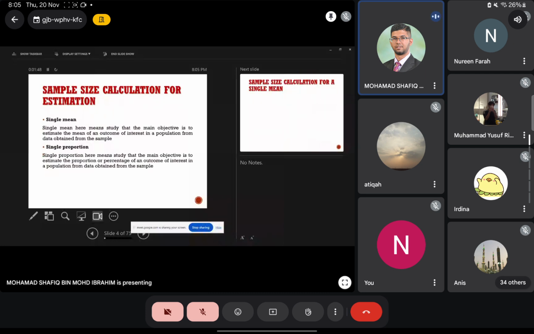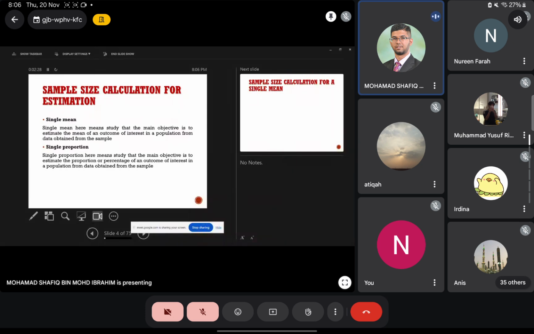So basically for the sample size calculation, for estimation usually for the descriptive study, you might use single mean and single proportion. So what is single mean? Okay, your single mean here is that your objective is to estimate the mean of an outcome of interest in a population from data from the sample. So your interest now is maybe the mean. So to get the descriptive based on your objective.